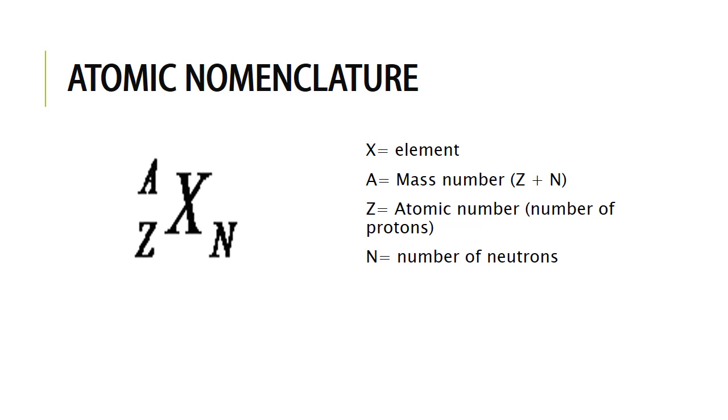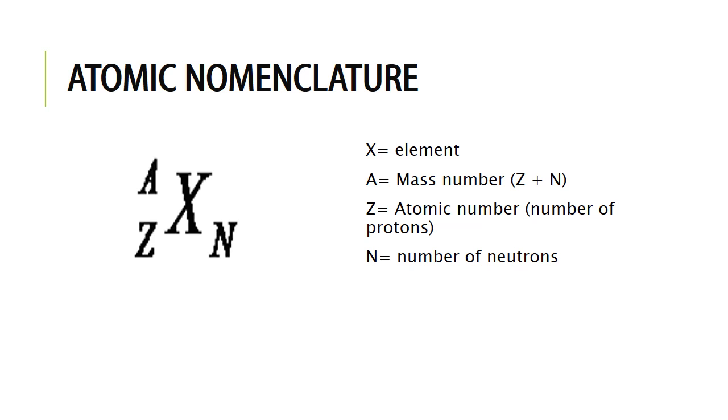Let's talk a little bit about atomic nomenclature. In this general representation, the letter X would be the specific element that you're talking about. The number of protons in the nucleus is generally referred to as the atomic number, and it's symbolized by the letter Z. The number of protons and neutrons in the nucleus of an element is called the mass number, and that's usually designated by the letter A.